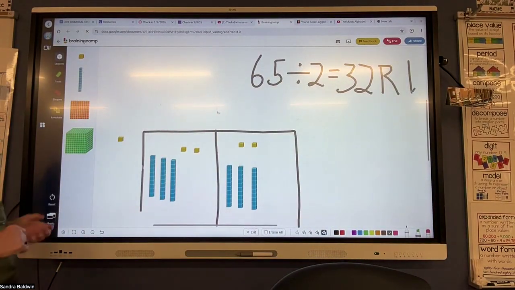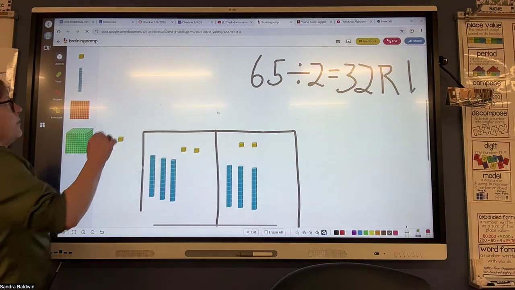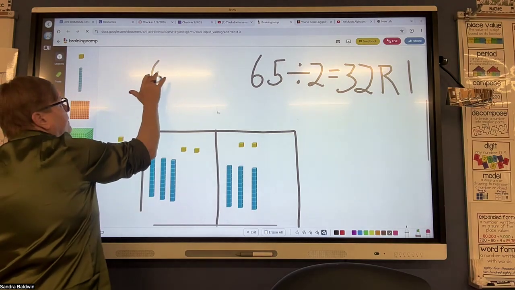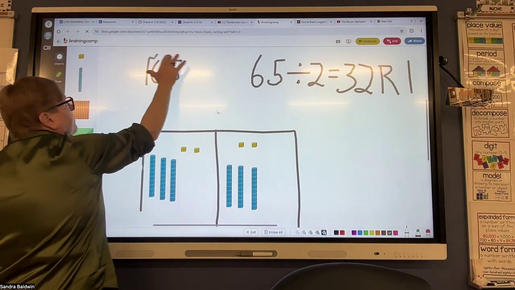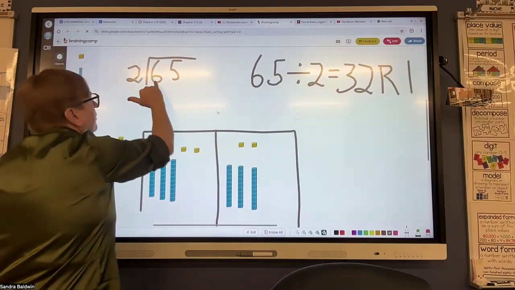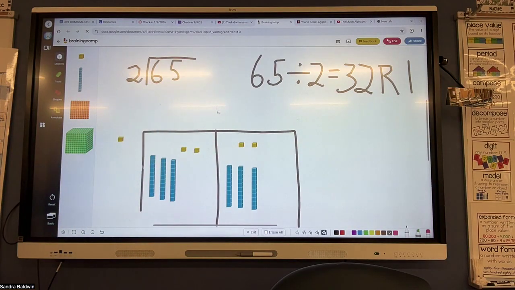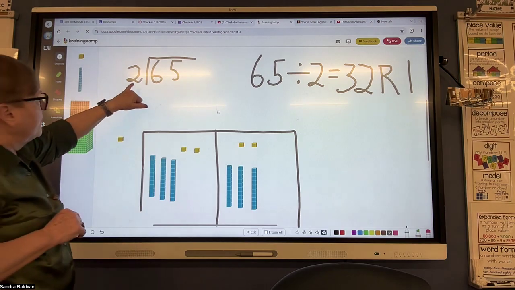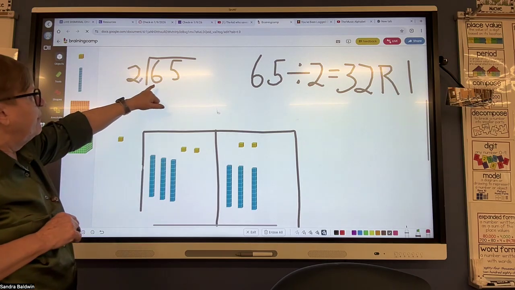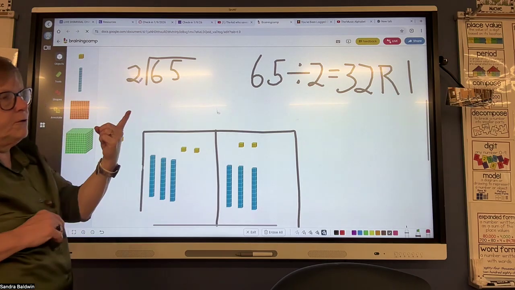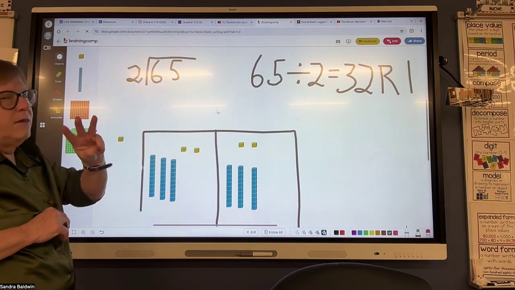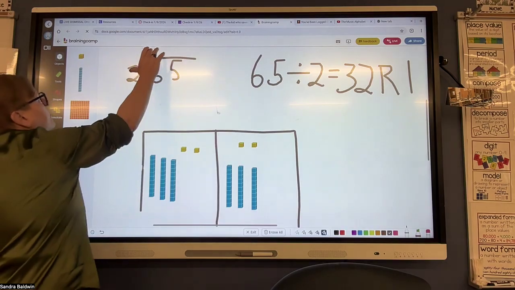Now I'm going to show you the algorithm or the math way to do it. I'm going to rewrite the problem as 65 divided by 2. I'm going to look at this 6 in 65. I know it's a 10. I'm going to probably talk about it as an individual digit for a minute, but I realize it is a 10. I'm going to ask myself, how many groups of 2 can I make in the number 6? 2, 4, 6. 3. I can make 3 groups of 2.